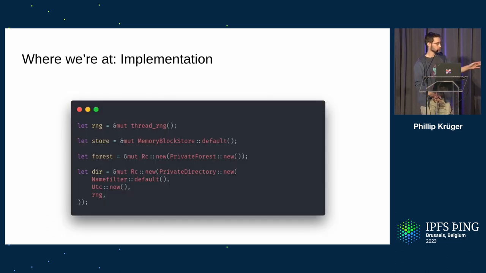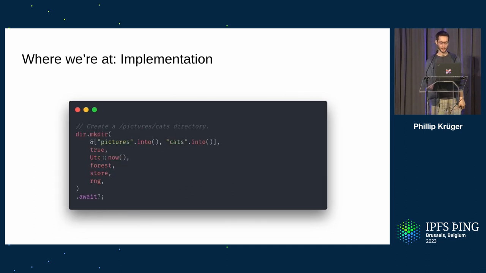Yeah, so let's look at some code. So this is some Rust code. These APIs exist in this way, and you can run this code, but we are in the process of improving these APIs so they are more usable and easier to use, basically. But yeah, this works today. You create some randomness, so it randomly generates keys for new files and new directories. You create some block store. Here we're just using some in-memory block store, and you create this forest to put private data into, and there's a new directory.